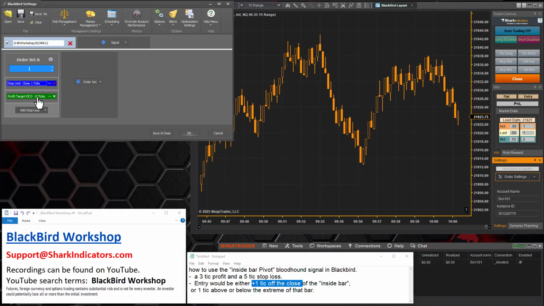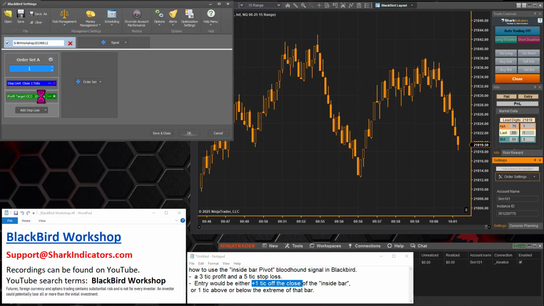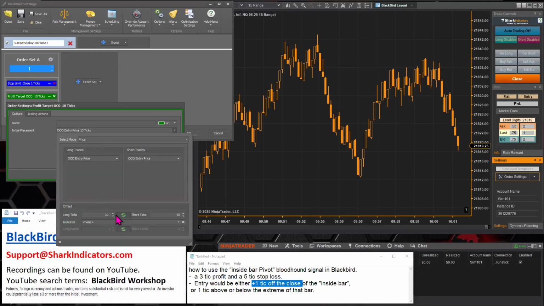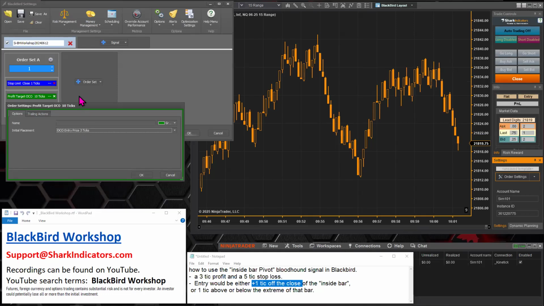So I'm just going to start with that 10 tick from the quick list there. And then we can open this up, go into the initial placement there, and just knock this down to 3. So there we go, 3 tick profit target.